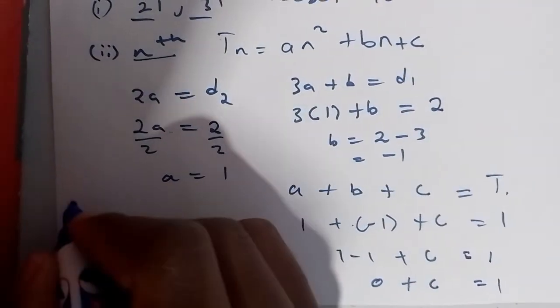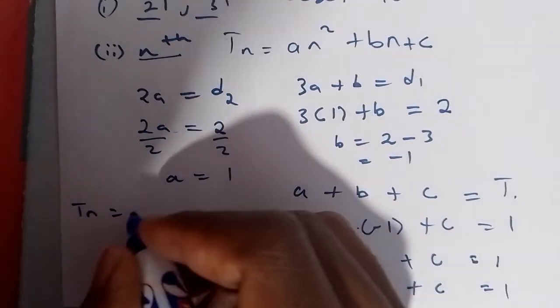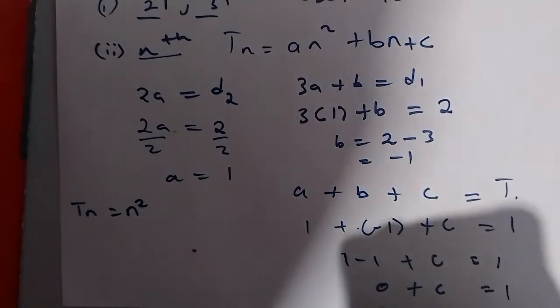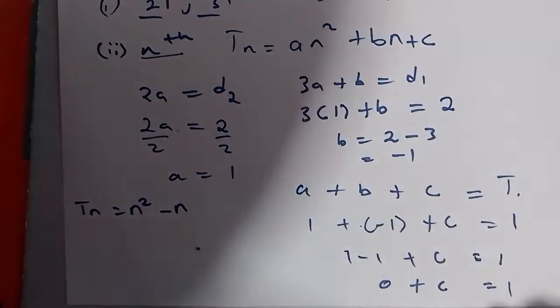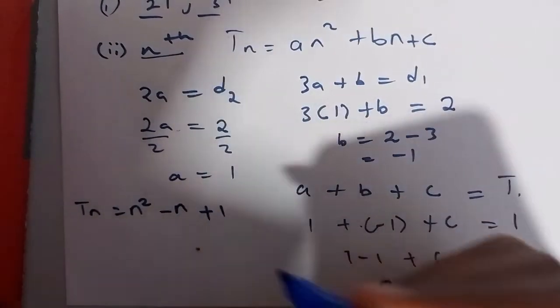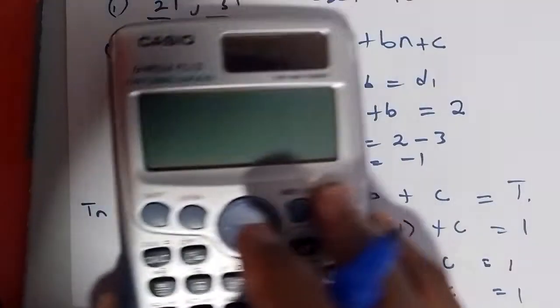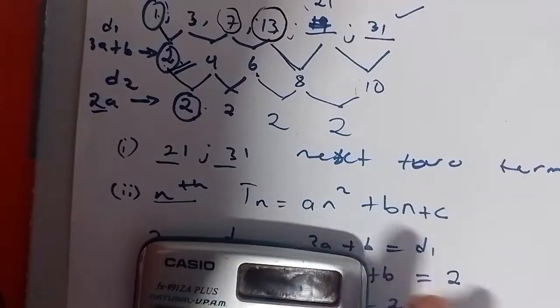Now let's come back. I'm going to say Tn is equal to, what is the value of A? It's 1, but I can just write n squared. What is the value of B? It's negative 1. I can just write negative n. Then what is the value of C? It's plus 1. Now that is my general formula. If you want to prove it, you can just say where I need to get the following terms.